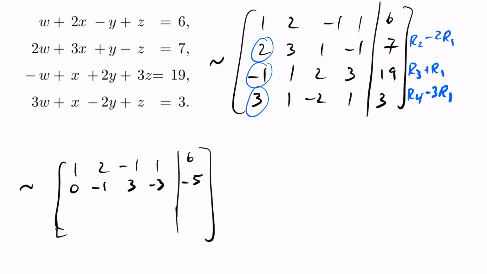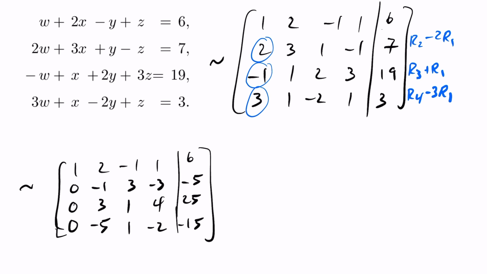Continuing on here, for the next row, we're going to add row 3 and 1 together. It's going to give me 0, 3, 1, 4, and 25. And then lastly, for row 4, we're going to take row 4 minus 3 times row 1. That's going to give me a 0 for my first entry. Then I'm going to get 1 minus 6 is negative 5. Negative 2 plus 3 is 1. 1 minus 3 is negative 2. And 3 minus 18 is negative 15.